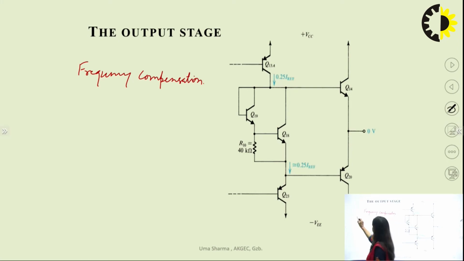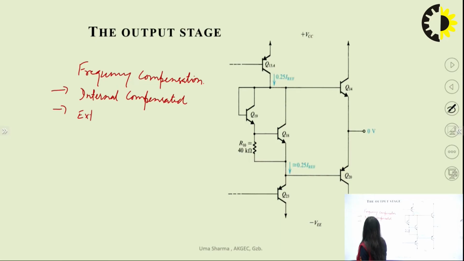There are two types of IC. One is known as internally compensated IC, and the second one is the externally compensated.